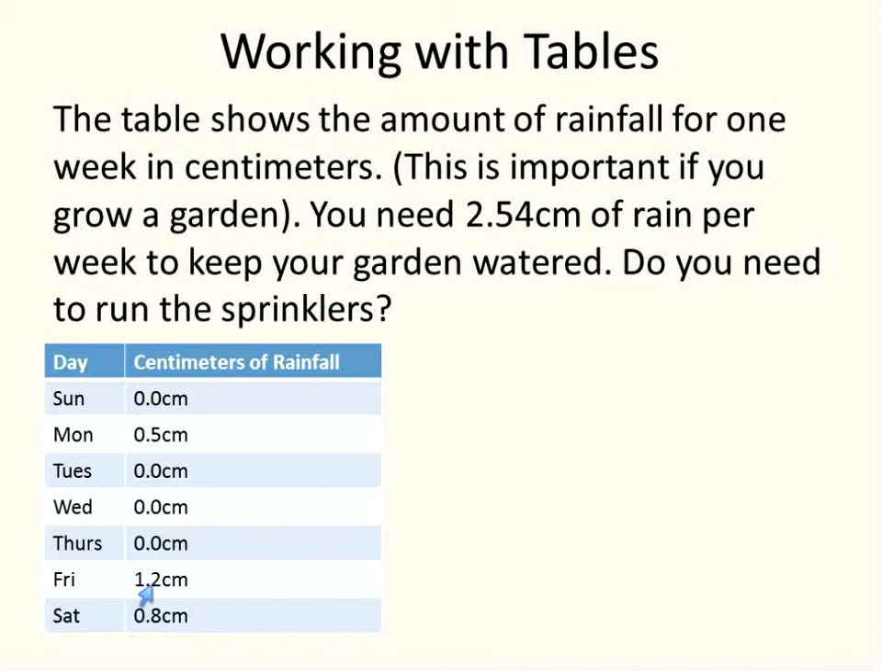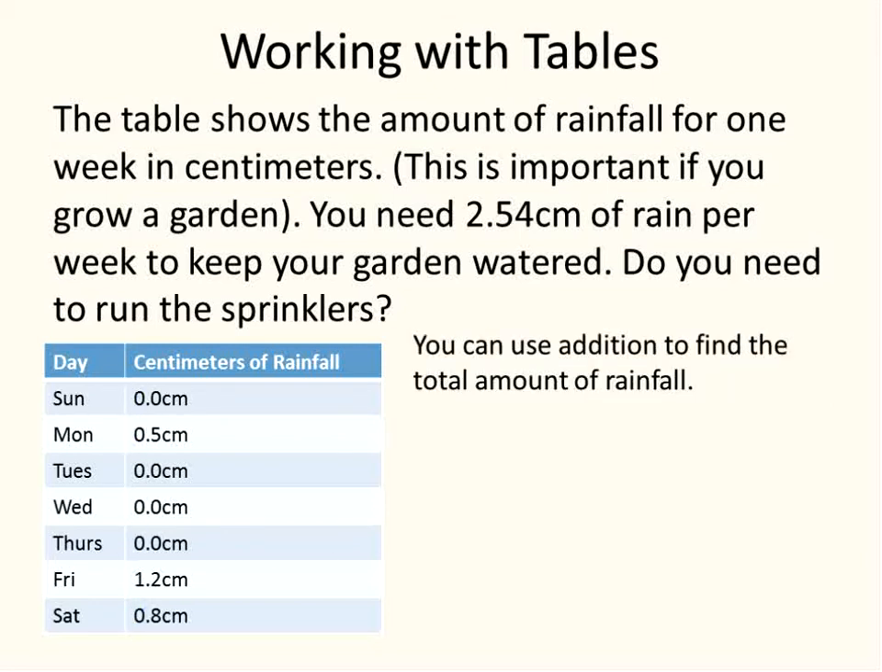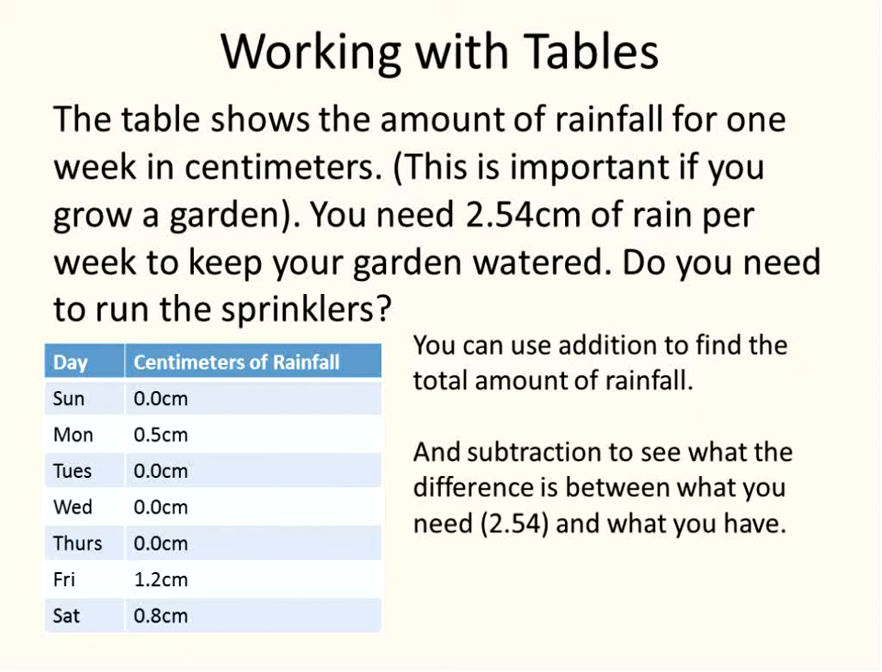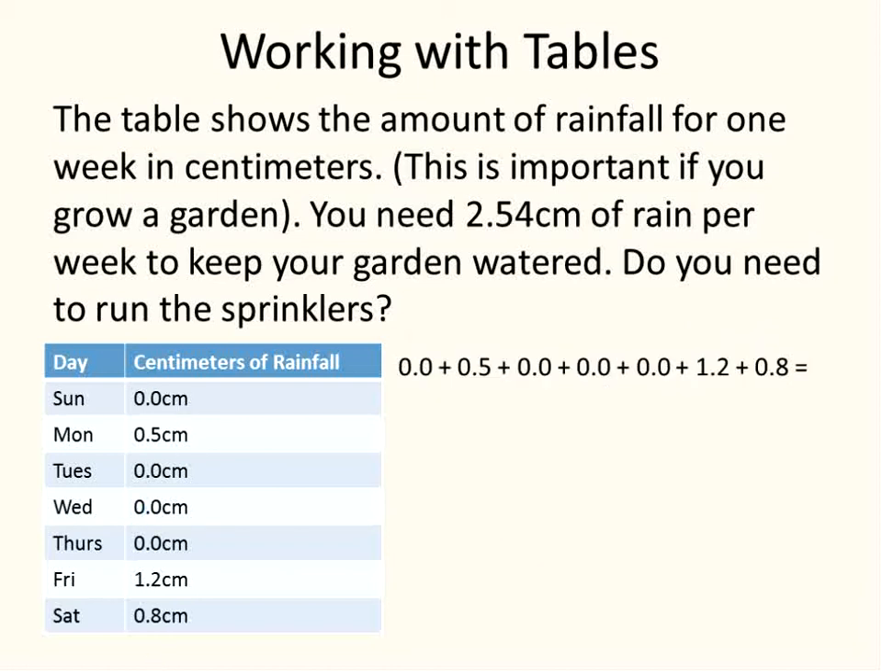So let's take a look at this, see how much rain fell, and then see if we need to turn on our sprinklers. To do that, we need to find out what operations we would use. How would we figure out how much rain has fallen? Well, you can use addition to add up the total numbers, and that will tell you the total amount of rainfall. And then you can use subtraction to find the difference. Remember that word means subtraction. The difference between what you need, 2.54, and what you actually have. So that's what we're going to do.